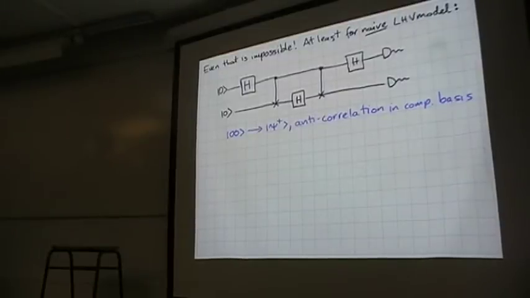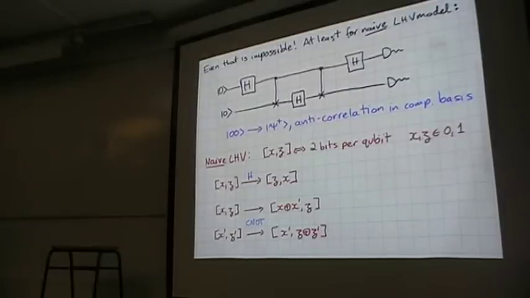Here is a circuit that I'm going to use. And if you work out what this circuit does on just a 0, 0 input, it takes you to the state psi plus, which means that if you do a computational basis measurement here, you get anti-correlated outcomes. Now, if you take a naive local hidden variable model, I'm going to define it as follows. For each qubit here, you use two classical bits that are labeled little x and little z. Okay. So there are 2 bits per qubit, and these bits are basically just going to encode the value of the x and z Pauli eigenstate.